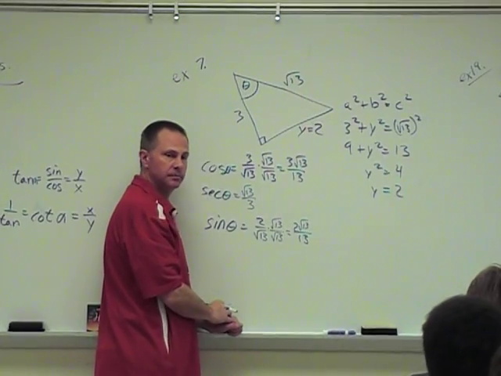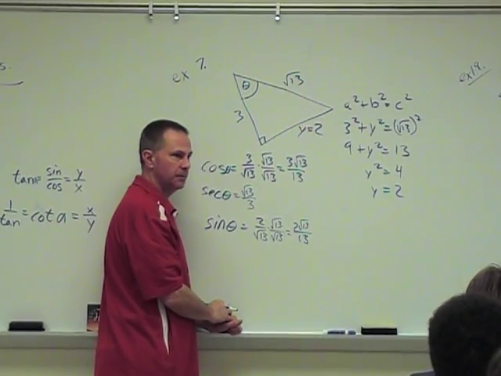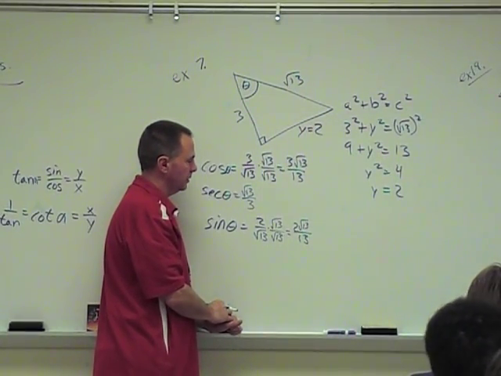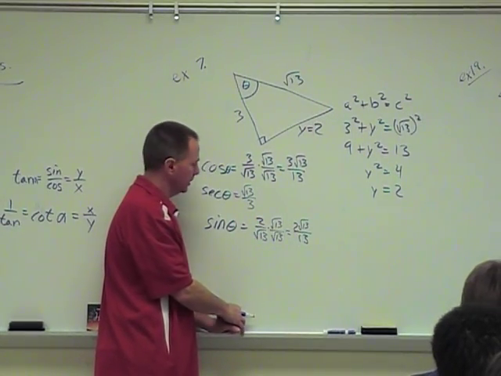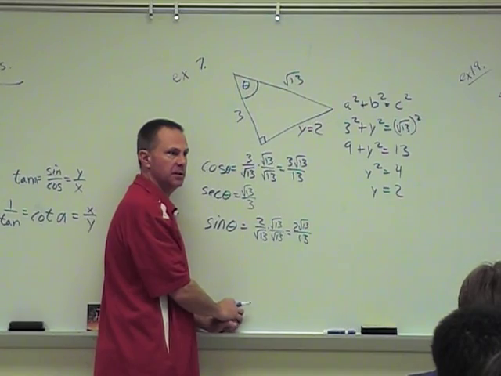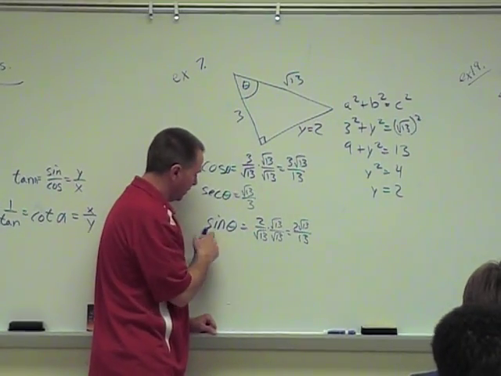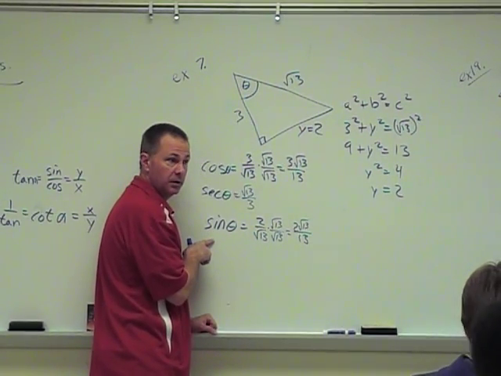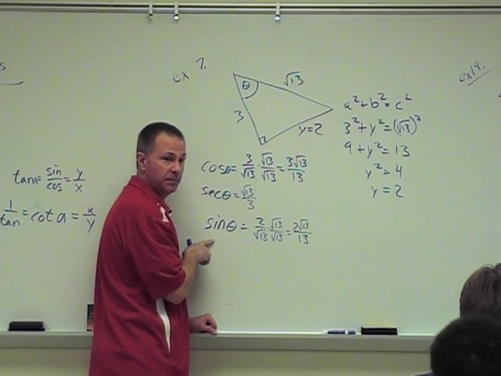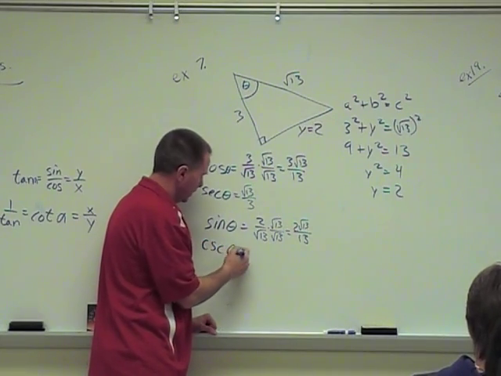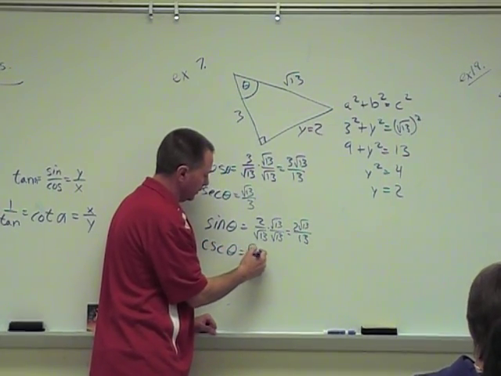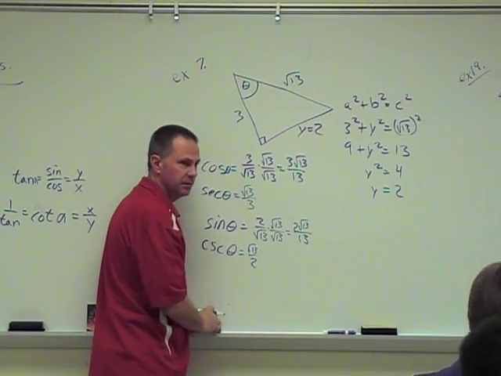Good? Rationalize it. So today when you're doing your homework, just leave everything in radical form, unless it's asking you for decimal places, okay? Alright, and then the reciprocal to sine is what? Secant. Cosecant, sorry. Which is radical 13 over 2, so it's just the reciprocal of this.